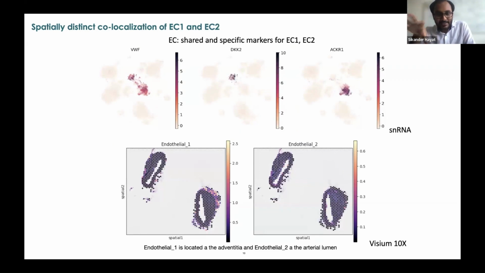Again, just to summarize things here, from the single cell data, we could find common markers like VWF for endothelial cells. We could find DKK2 population, which was just highlighting a subtype of the endothelial cells, and ACR1, which was highlighting the other subtype. And then we could show using spatial data the different locations of these cell types.